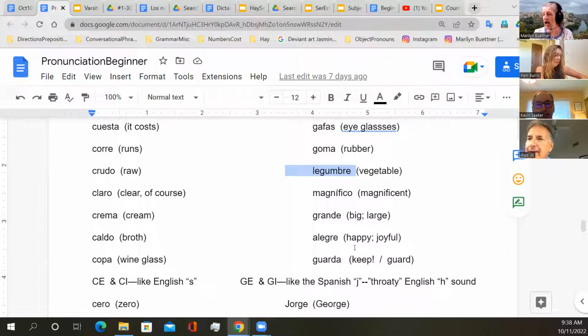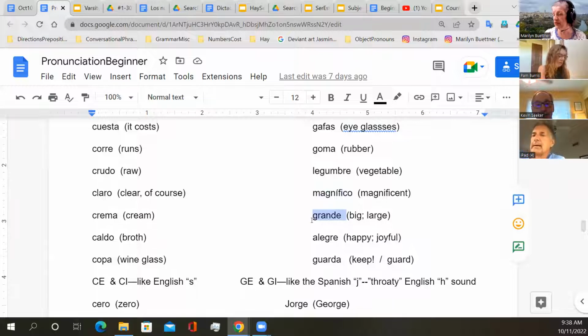Bien. Now, if we've got G and a consonant, like the word for magnificent, we get this pronunciation: magnífico. Magnífico. Then the word for big, which is going to come into play soon because we're going to start to look at description words that use am, is, are: grande. Grande.